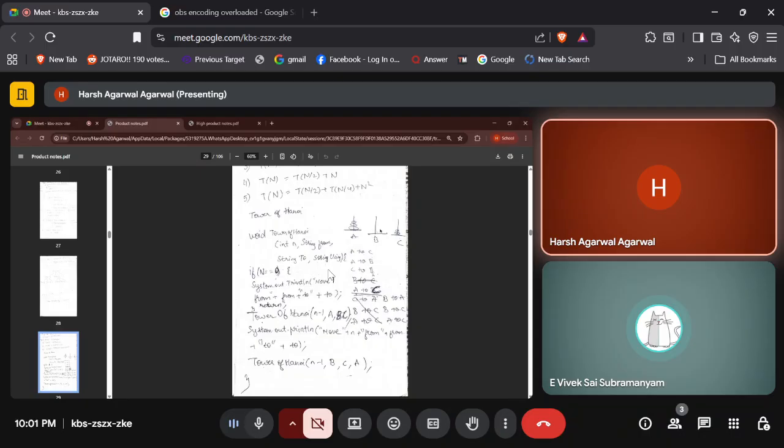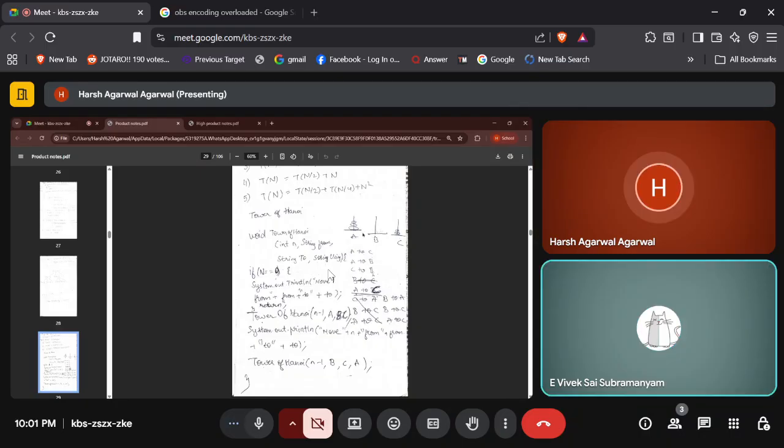Again we are moving the largest one from A to B. No, we'll move it from A to C. Okay, we'll move the largest disk to C. Then what we'll do? We'll move all the disks from B to C using A. So at the last, all the disks will be stacked at C.